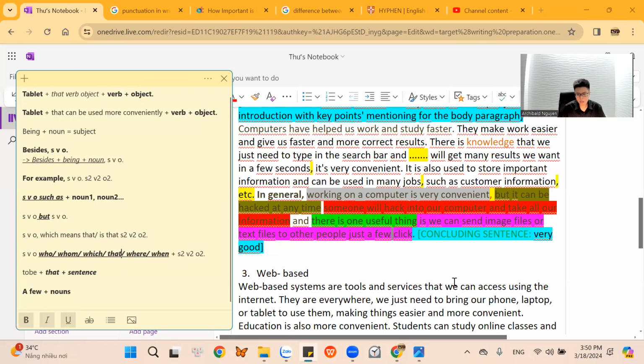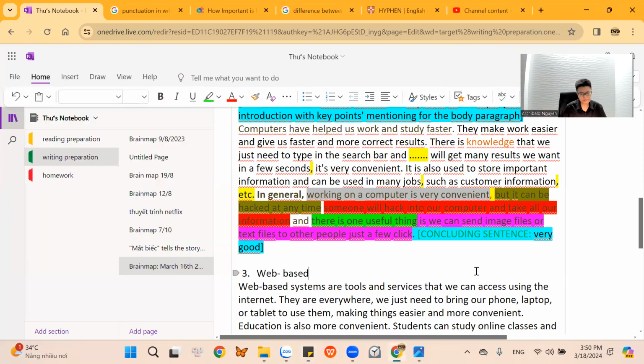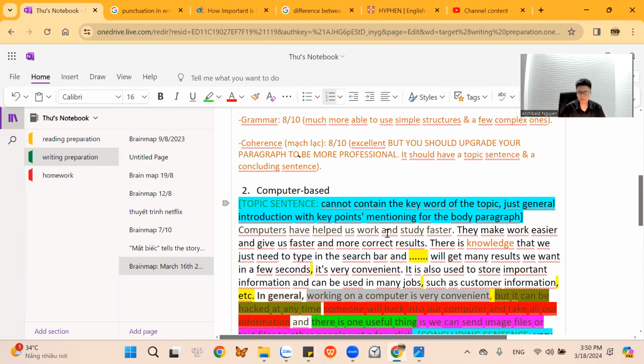Please be careful. Let's read this sentence again to check its grammar and coherence. There is one useful thing, which is that we can send image files or text files to other people in just a few clicks, like you text other people in a click or in an enter or in an eraser click, for example. So here, very good for a computer-based paragraph. Very good.